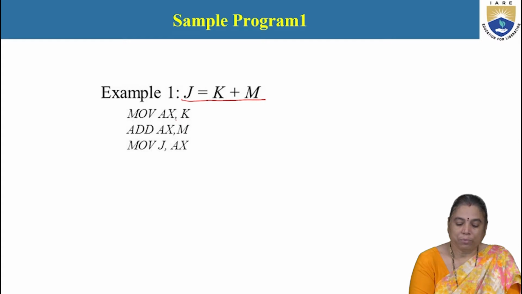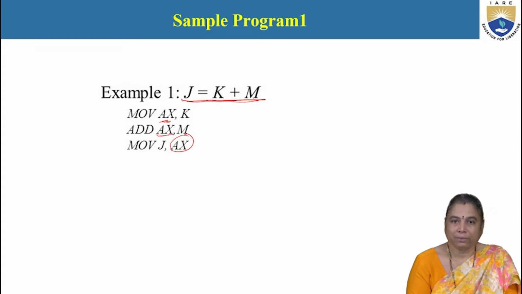The K value is moved to the AX register. Next, ADD AX, M. In the AX, the K value is already moved, so this adds K plus M and the result is again stored in the AX register. Next, MOV J, AX. The result obtained from the addition is stored in the AX. That value is moved to J in order to perform J equals K plus M.